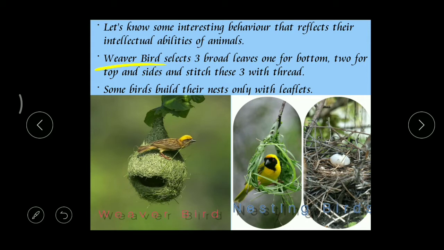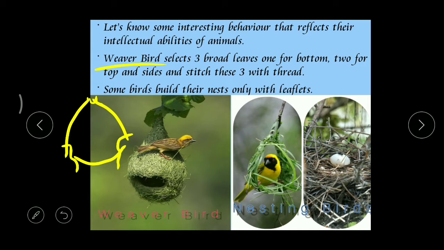Now with these three leaves, what it means is, the first leaf it uses at the base, and then the second and third on top and the side. In this way, by using these three leaves, it prepares the nest like this, and later, by using narrow threads, it stitches all these leaves like this. Okay, now what happens? So it becomes a very safe nest. So in this way, this weaver bird builds its nest with the help of these three broad leaves.